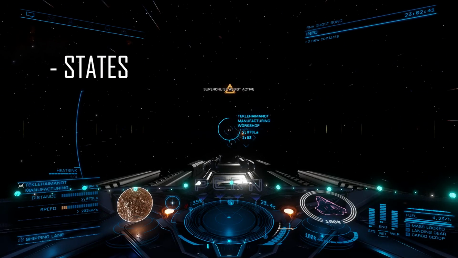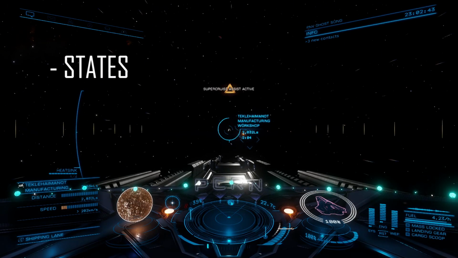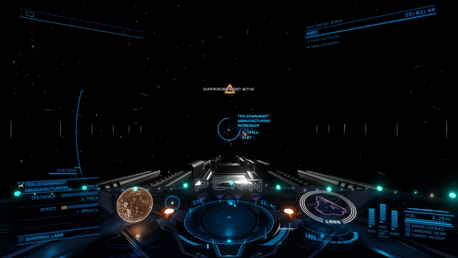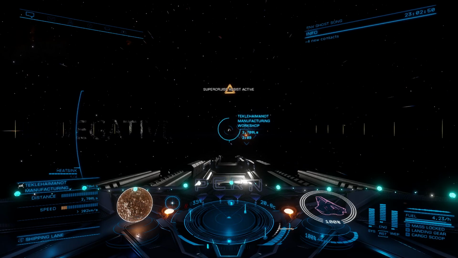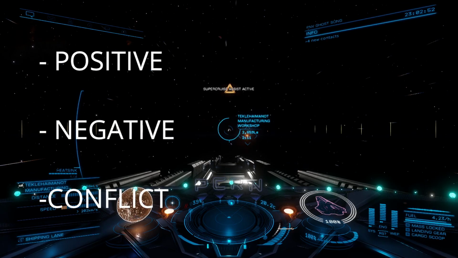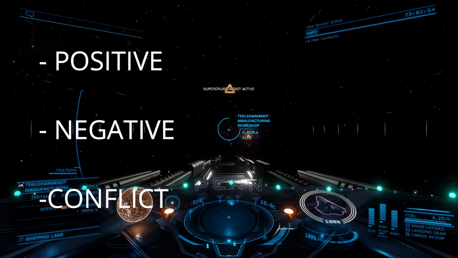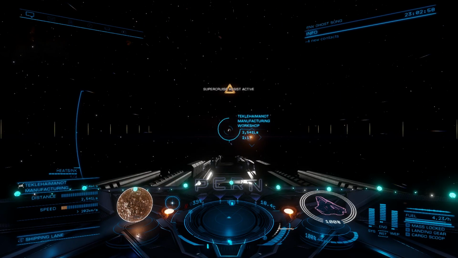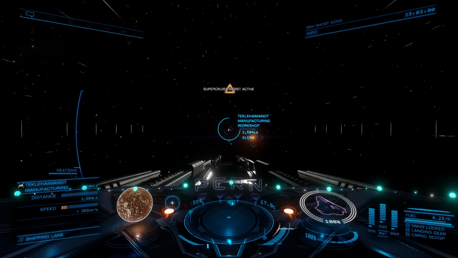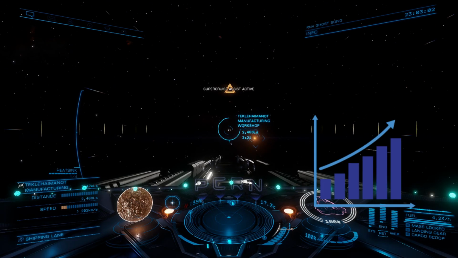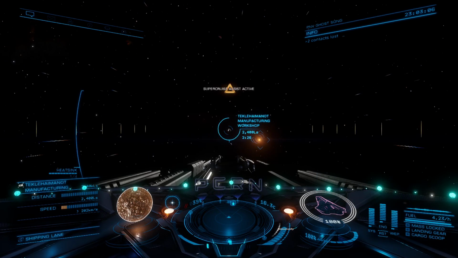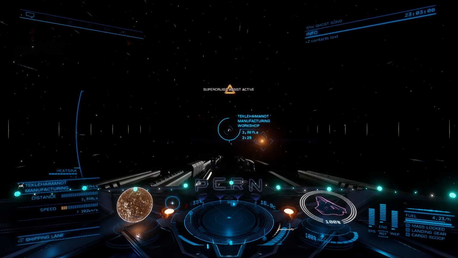These states basically determine the current condition of the faction, and there are quite a lot of them, but we'll split them into 3 categories to cover them: positive, negative, and conflict states. Starting with the positive states, we have boom and investment. Boom and investment occur when there is a lot of positive interaction with a faction. This brings about better trade prices and better mission rewards, both in influence and materials and credits and stuff like that.